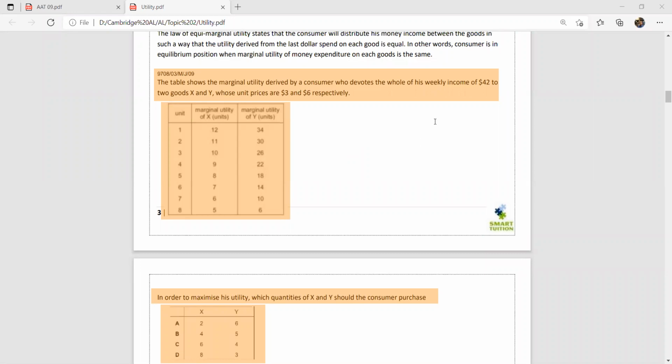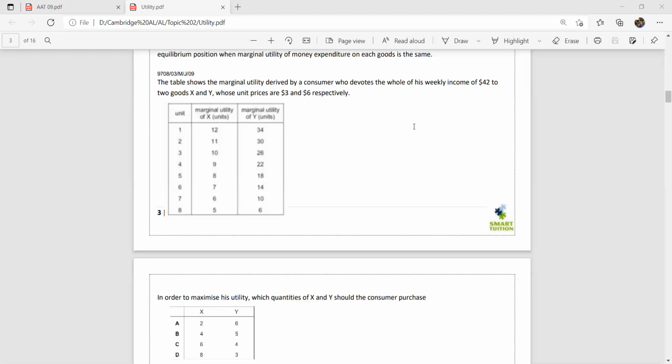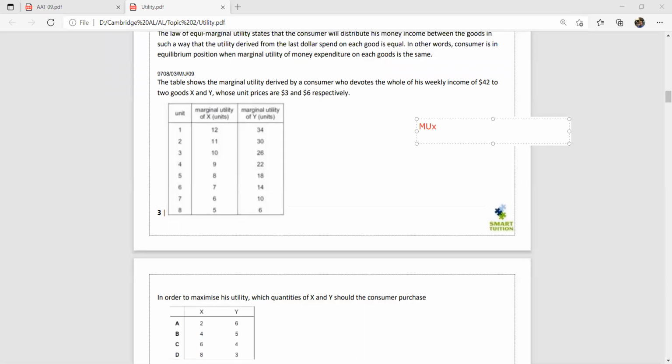So the theory, of course, is that marginal utility of X divided by price of X should equal marginal utility of Y divided by price of Y. We have to calculate marginal utility X divided by Px, then marginal utility Y divided by Py.